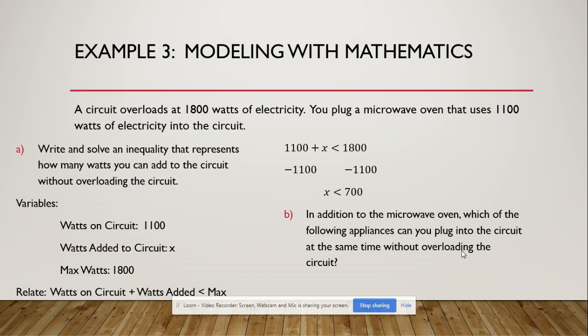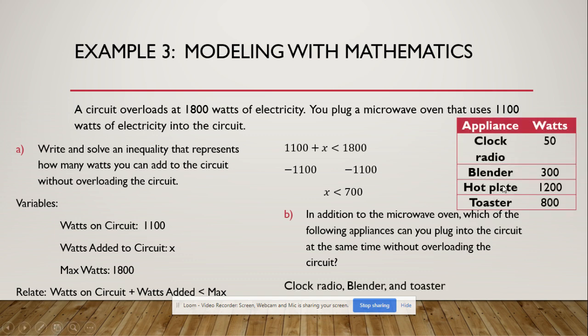So in addition to the microwave oven, which of the following appliances can we plug into the circuit at the same time without overloading the circuit? So we've got different options up here. We've got a clock radio at 50. That would be less than 700. We can plug in the clock radio. The blender, also less than 700 watts. We can plug in the blender.